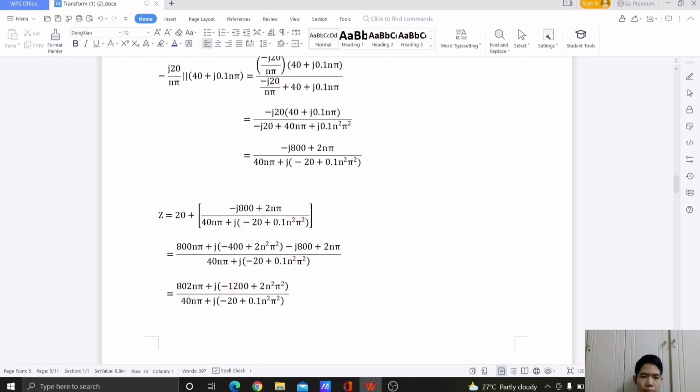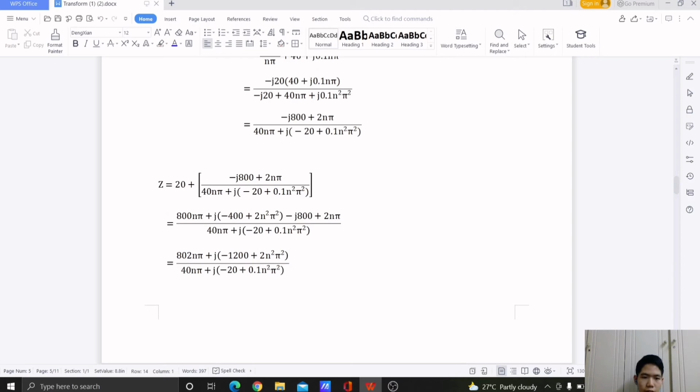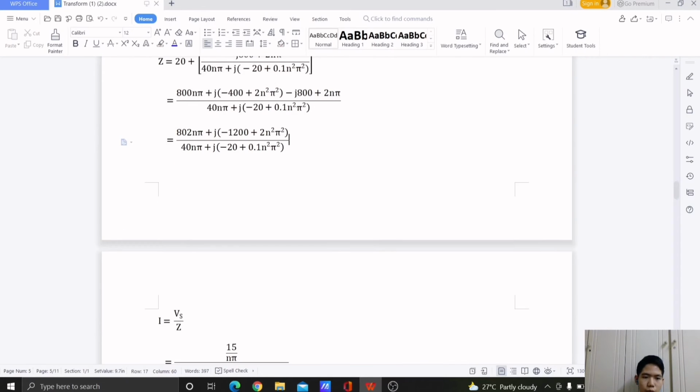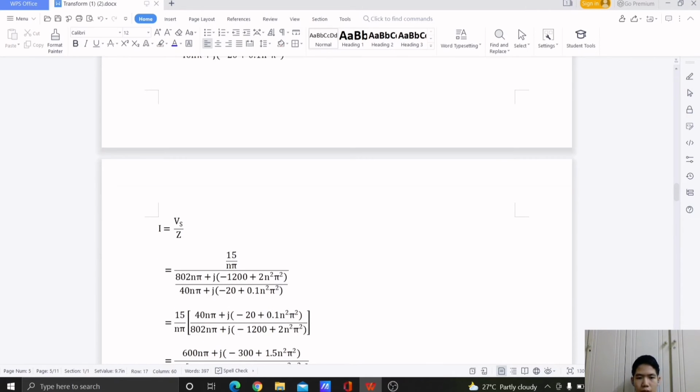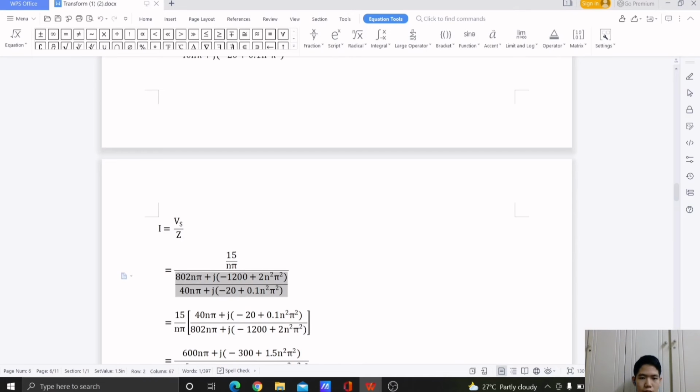And then the final impedance will become 802 n pi plus j bracket minus 1200 plus 2 n square pi square bracket over 40 n pi plus j bracket minus 20 plus 0.1 n square pi square bracket. So this is the total impedance answer shown. Then to find the total current, we use Ohm's law, I equal to voltage source over the total impedance. So 50 over n pi divided by the answer given just now.